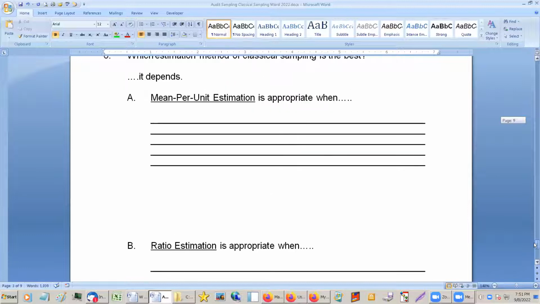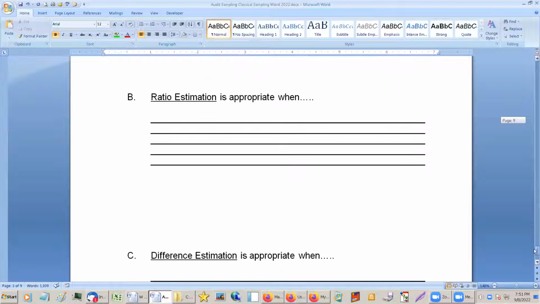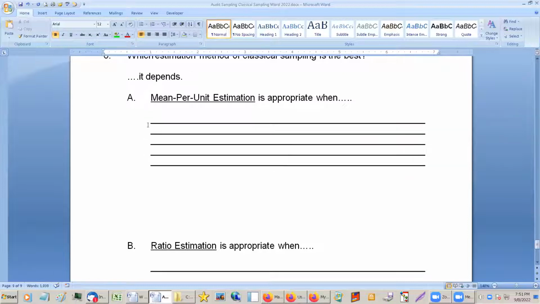When do you use mean per unit, ratio estimation, or difference estimation? It depends on the population.